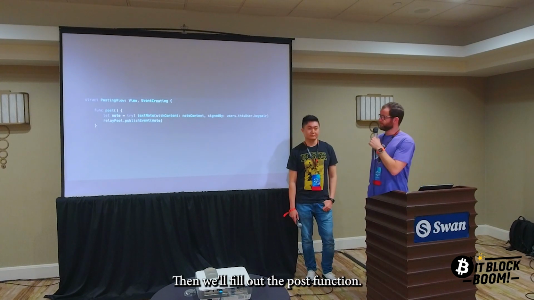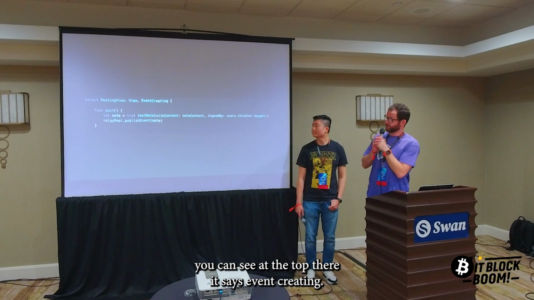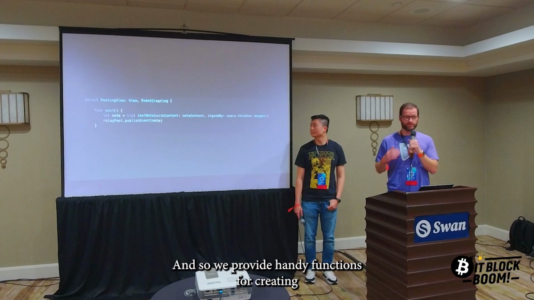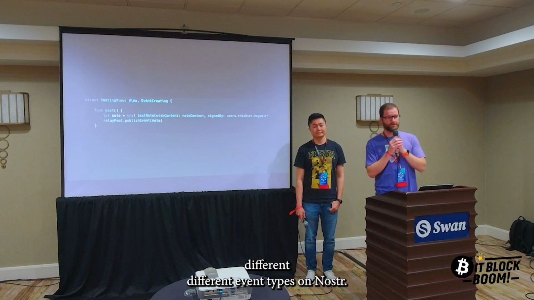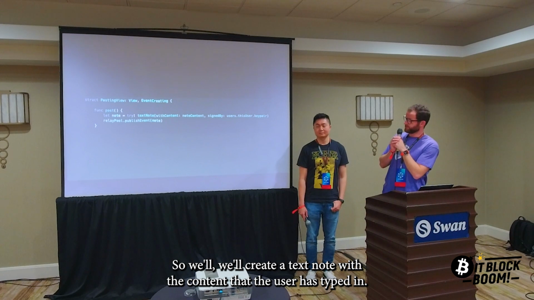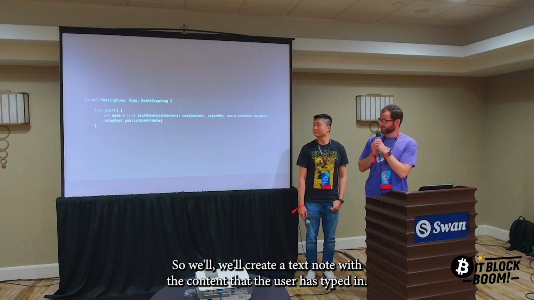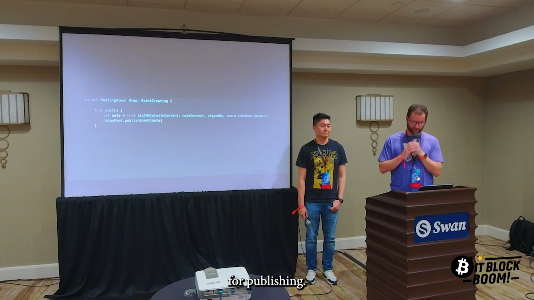Then we'll fill out the post function. You can see at the top there, it says event creating. That is part of the Nostr SDK. We provide handy functions for creating different event types on Nostr. So we'll create a text note with the content that the user has typed in. And then we'll just hand it off to the relay pool for publishing.